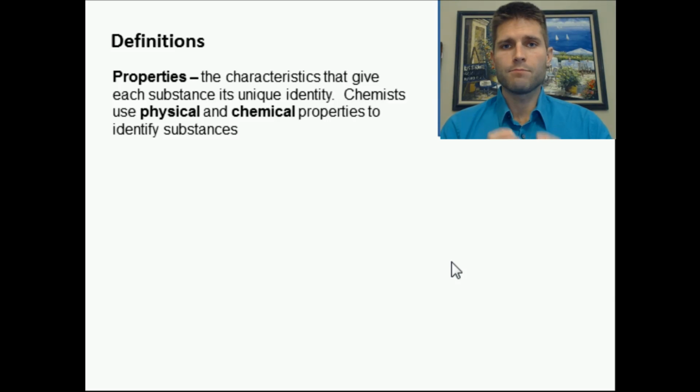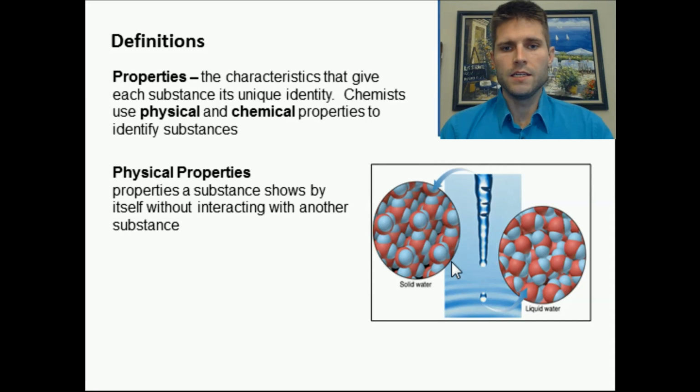So chemists split the world into two different categories: physical properties and chemical properties. And each one we have different properties that we can identify. So let's first talk about physical properties. Physical properties are the properties that a substance shows by itself without interacting with anything else. It's just whatever property it has by itself. And we can use three out of our five senses to identify these physical properties.